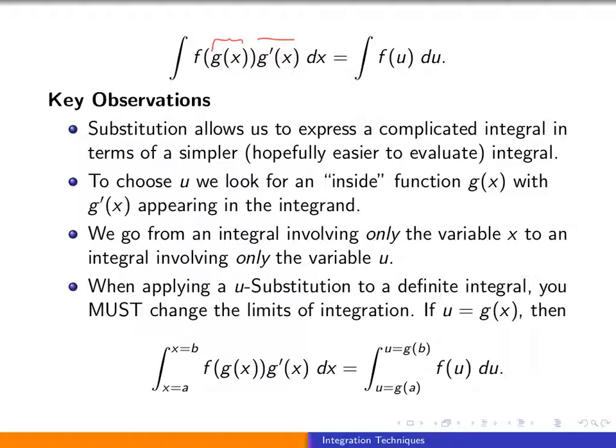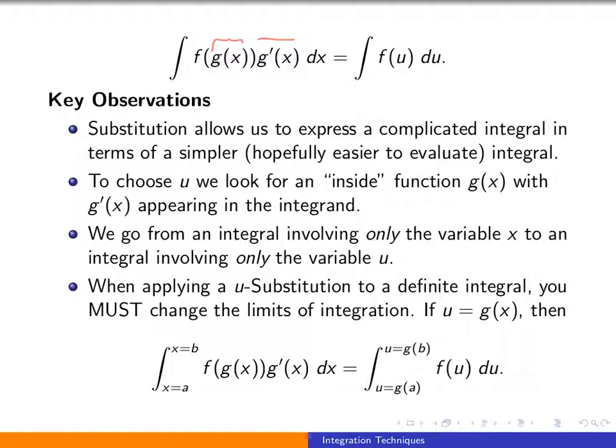A very important observation here is to make sure that when you're applying a u substitution, we start off on the left with an integral only involving the variable x, and when we rewrite it via the substitution, we get an integral on the right which only involves the variable u. So there can be no middle ground here. We're not allowed to mix our variables together. All x's in the beginning, after the substitution, all u's.